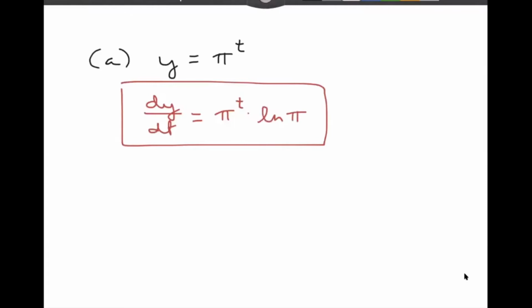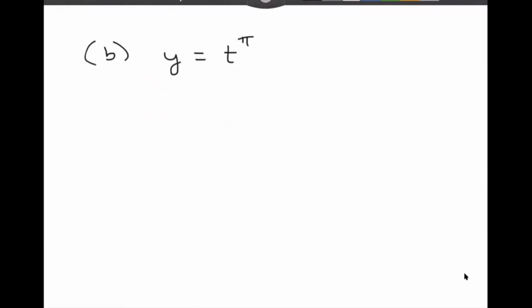All right, now here's a thing I like to do. So that example was y equals pi to the t. The next example is y equals t to the pi. Why don't you think about this one for a second? Pause the video if you are so inclined and think about what would the difference be between this one and the last one.